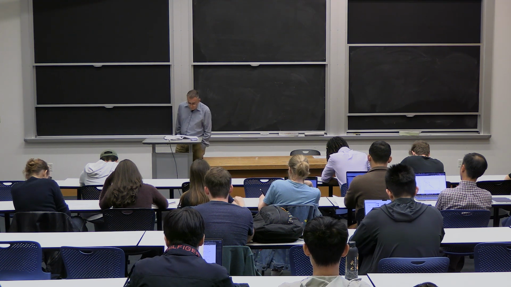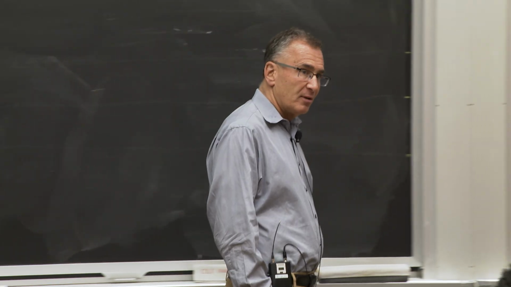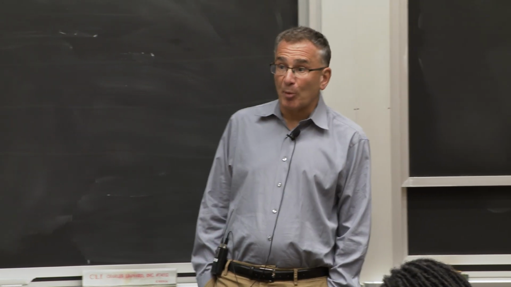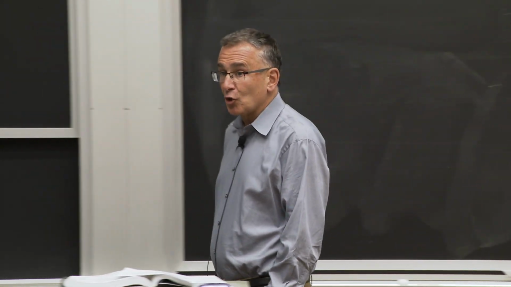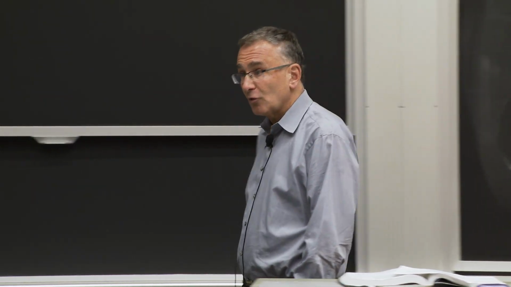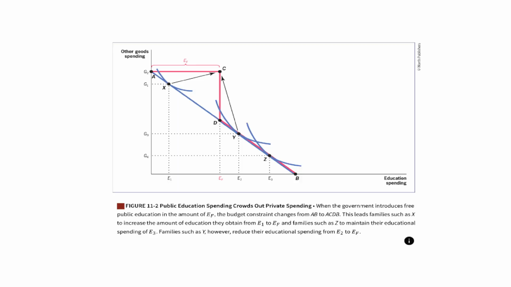Now let's ask, how does that affect people's choices? Well, let's start with person X. Person X used to not want a lot of education and a lot of private goods. Now they can get more of both. They can get a lot more education and more private goods by just dropping out of their crappy private school and joining this public school. So person X, it's a no-brainer. They've made themselves unambiguously better off.